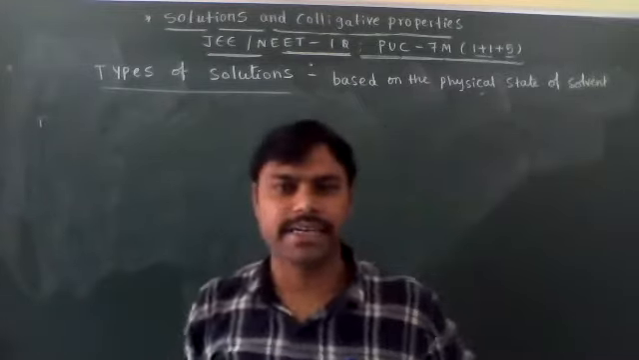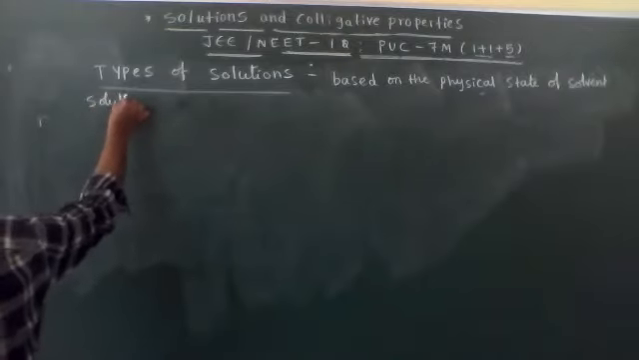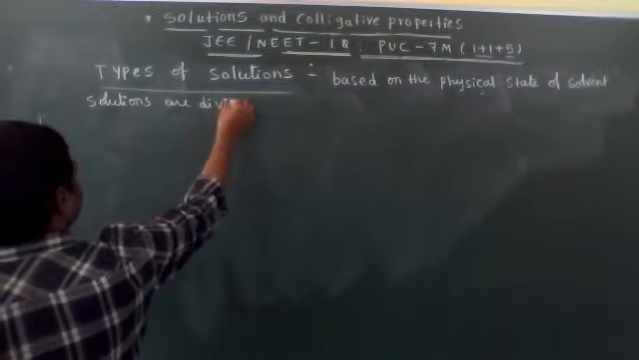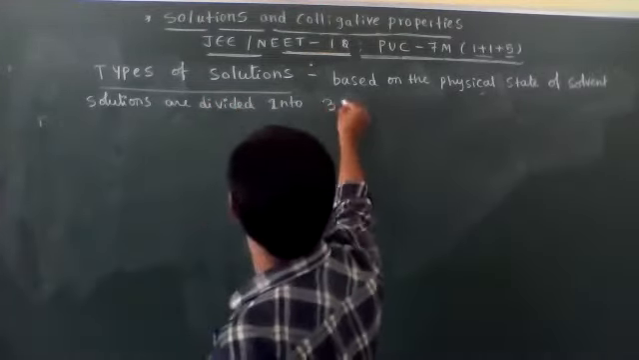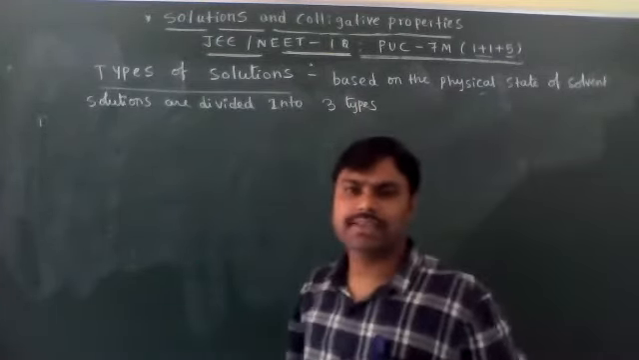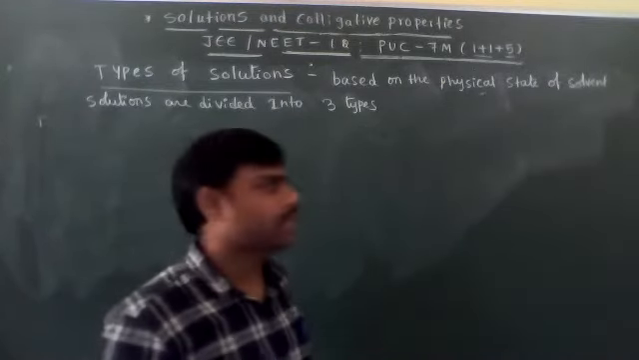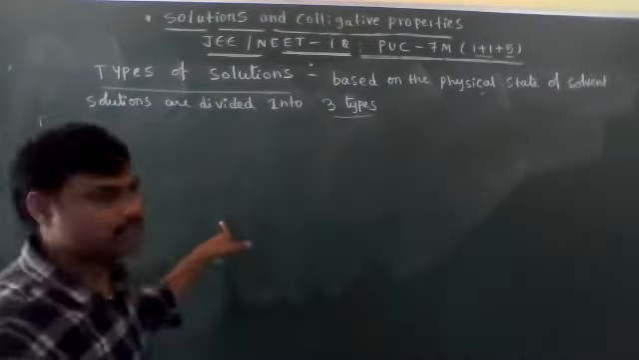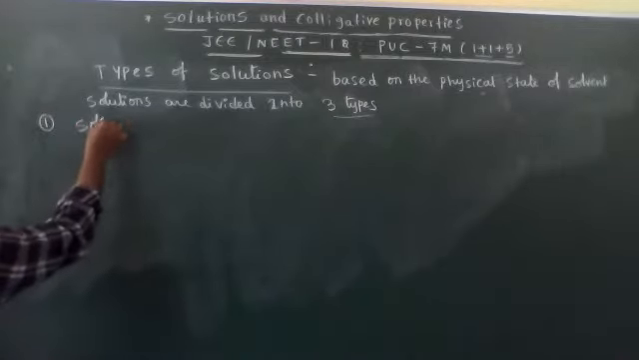Solutions are mainly divided into three types. Based on the physical state, the solvent may be in solid state, gaseous state, or liquid state. Based on the physical state of the solvent, the solutions are mainly divided into three types. What are those three types of solutions? Let's see the first one: solid solutions.